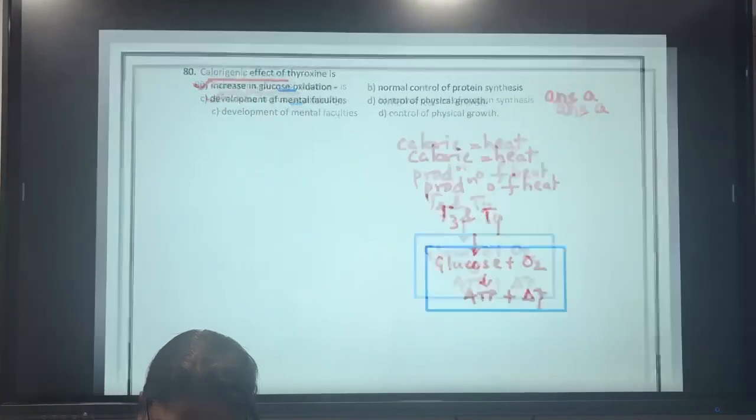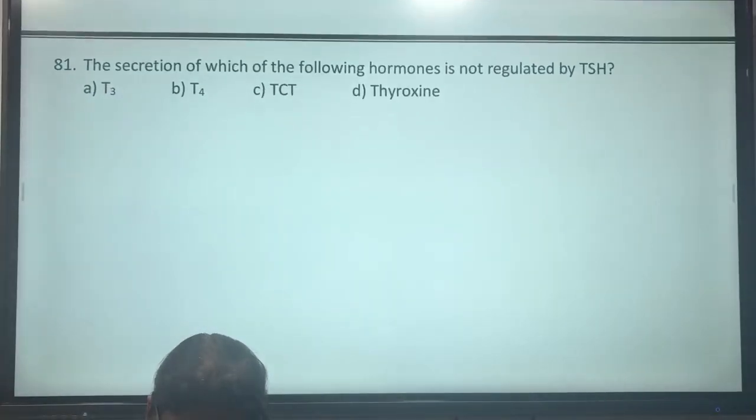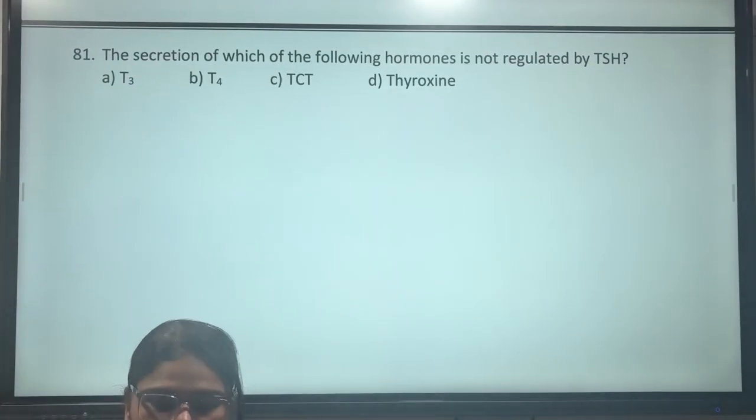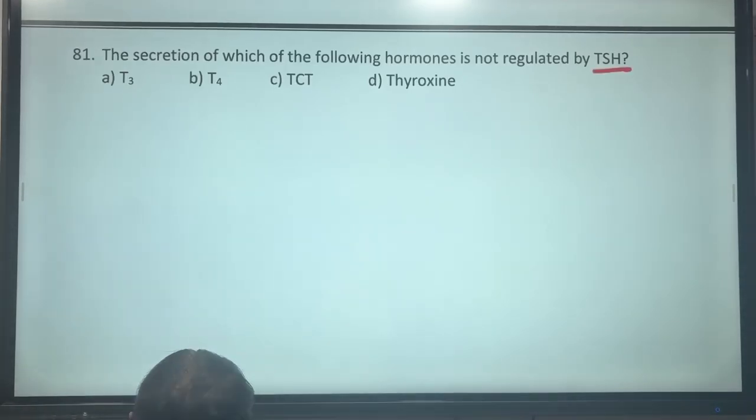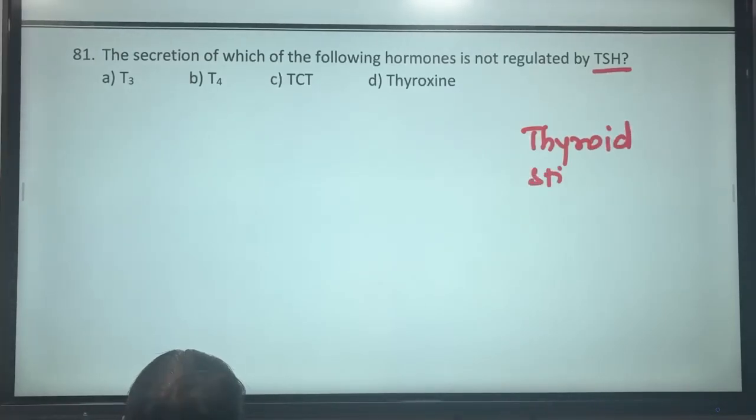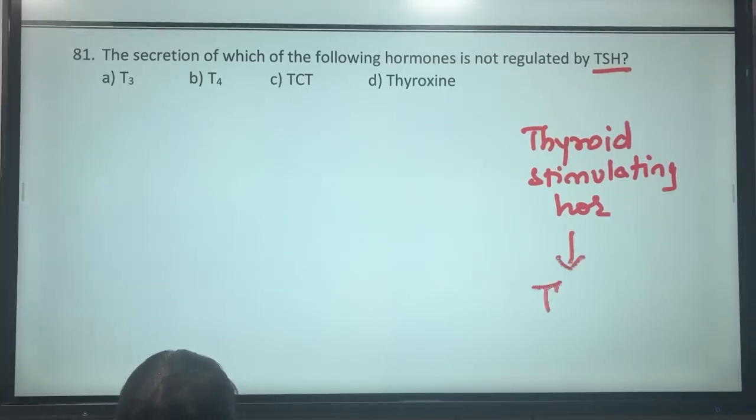Going to 81st question, children. The secretion of which of the following hormones is not regulated by TSH? Firstly, what is TSH? Thyroid stimulating hormone. It acts on thyroid gland and controls production of T3 and T4.